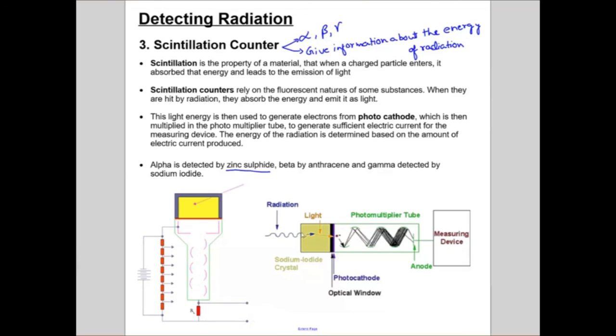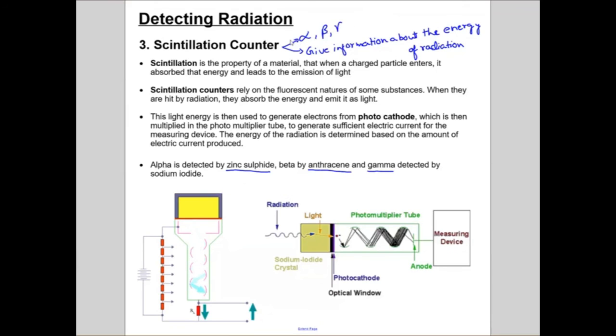So if you replace this material over here, currently it's sodium iodide and it is only able to detect gamma radiation, right? But if you replace it with zinc sulfide, it would then become sensitive to alpha, right? And if you replace it with anthracene, it could detect beta radiation. So along with these advantages, it is quite selective as well, right? Because only a particular material would be able to detect a particular radiation, right? So it is quite selective.